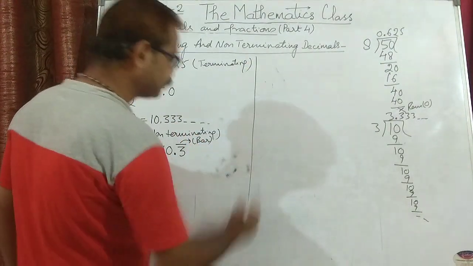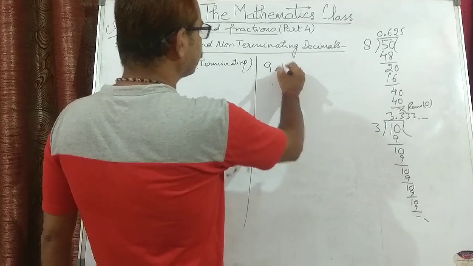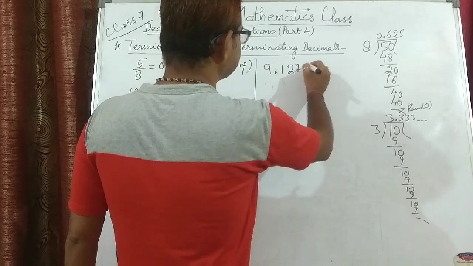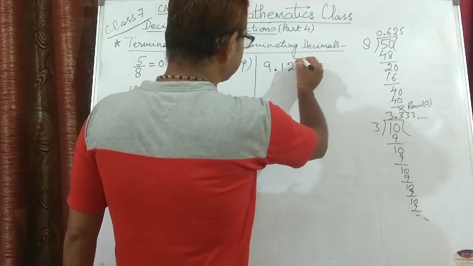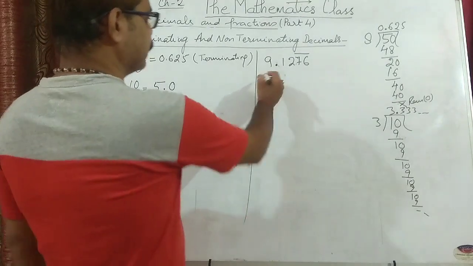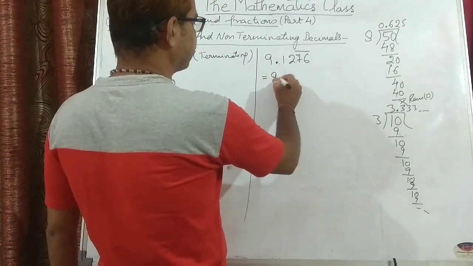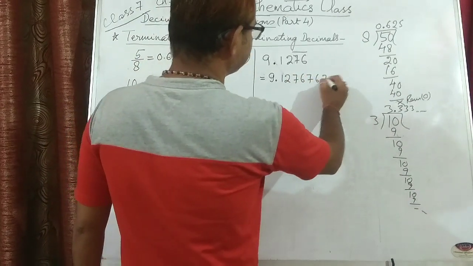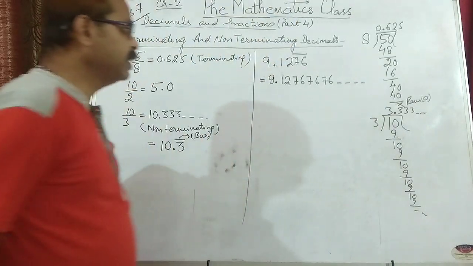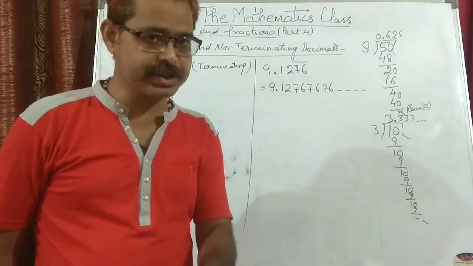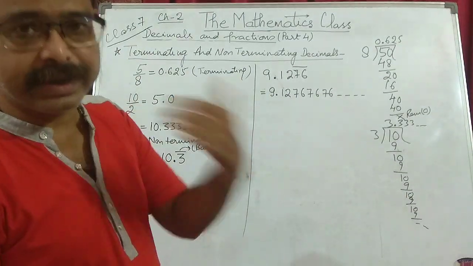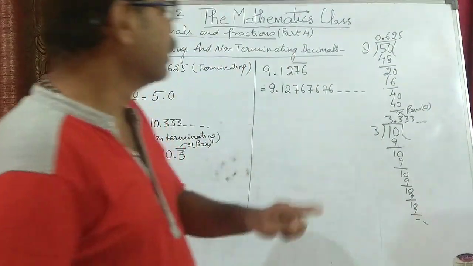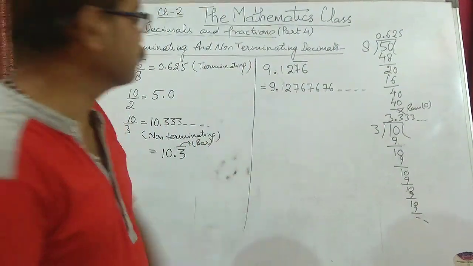Suppose I write a number 9.1276 and put a bar on this like this. It means this number when written in expanded form will be 9.12767676 and so on. Means that the bar on the digits tells us that those digits are continuously being repeated in the given decimal.